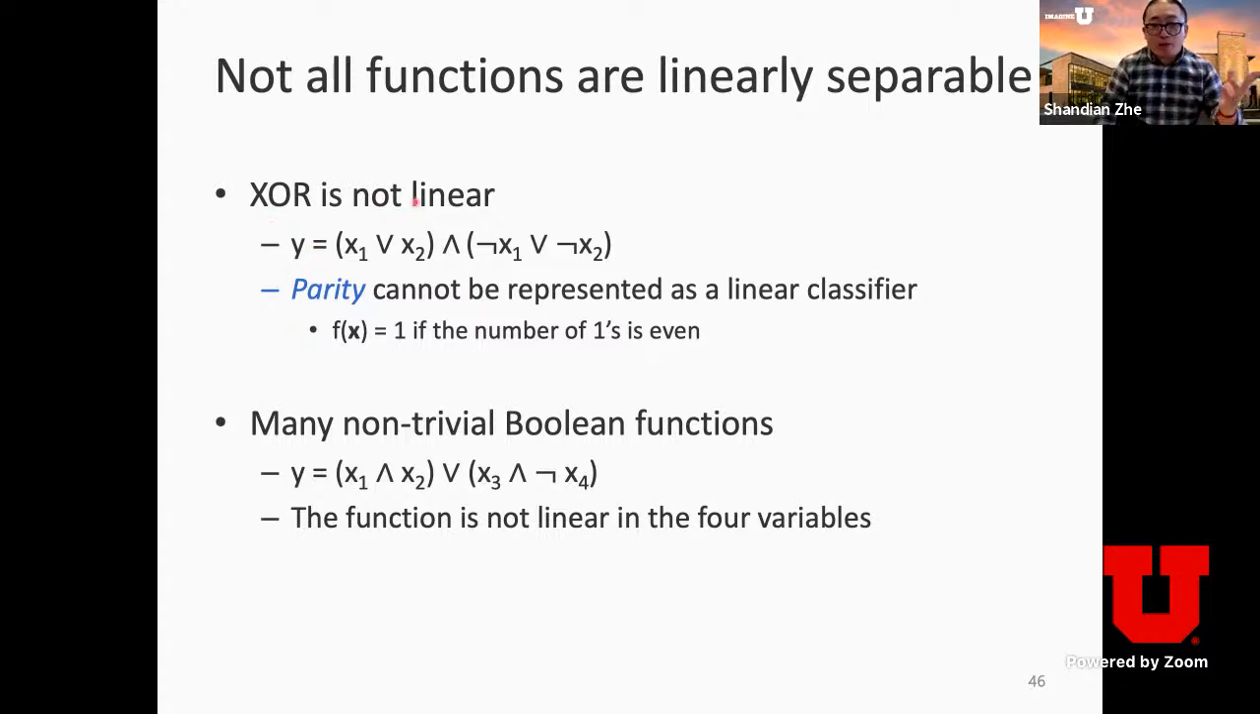In addition to the XOR function, which is a famous example that is not linearly separable, there are many other non-trivial Boolean functions that are not linearly separable as well. So far we have discussed quite a few classifiers, right? Decision trees look pretty straightforward, simple and intuitive. However, decision trees are more expressive than linear classifiers. So this is something we should keep in mind.